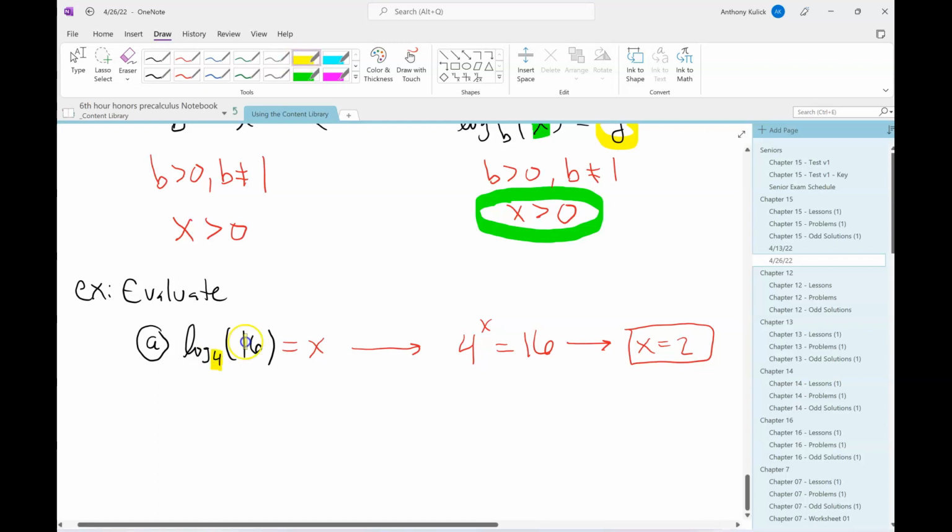So again, the base of the logarithm becomes the base of the exponential. The answer of the logarithm is the exponent. And the argument of the logarithm is the solution to the exponential. Maybe color coding it like that is often helpful to really get a feel for where the numbers are going.